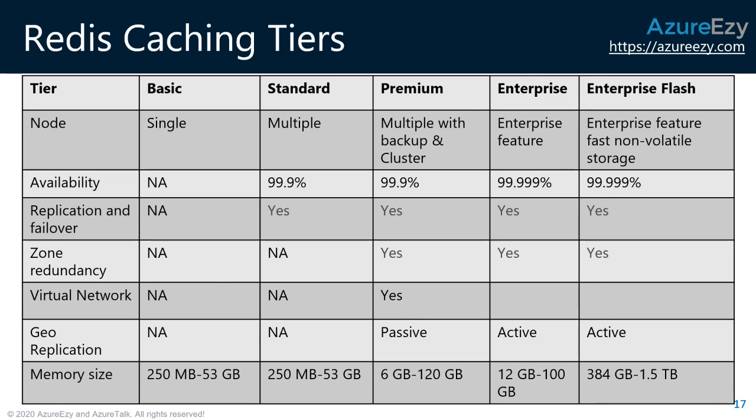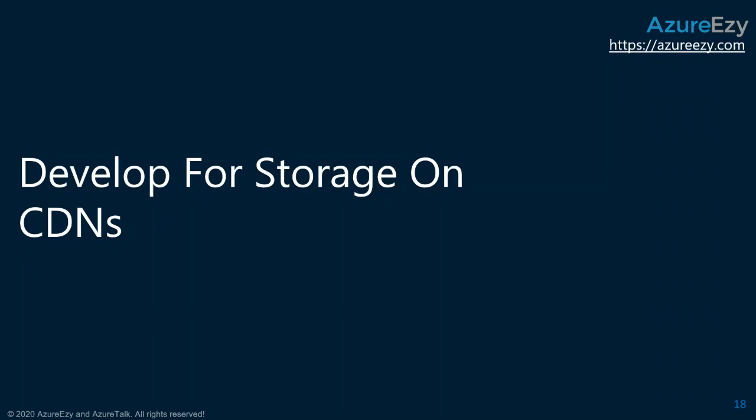Okay, another is the storage, the memory size that you are getting. You will have the highest memory space available in Enterprise Flash. So this is a quick, short tabular comparison between these Azure Redis Cache tiers. Based on your organization's need, you can use any specific tier that is best suited for your organization. With all this, we will be moving to the next section for today.